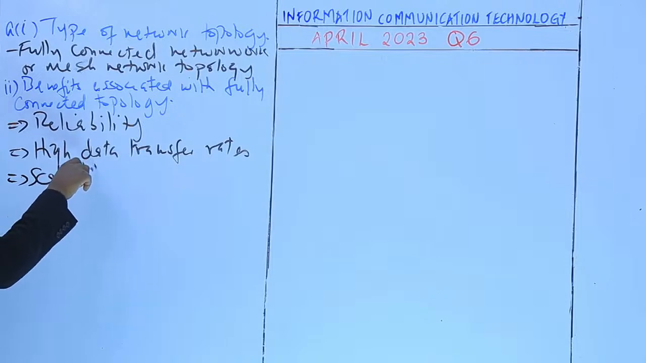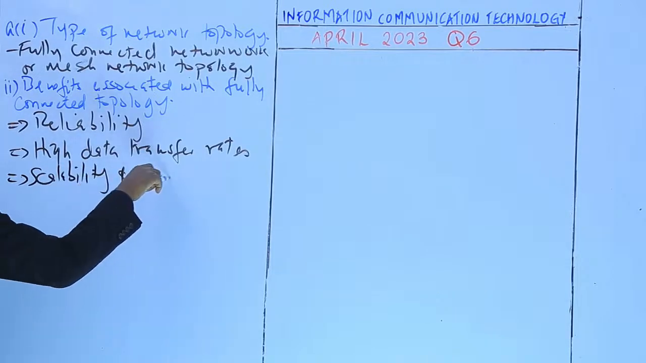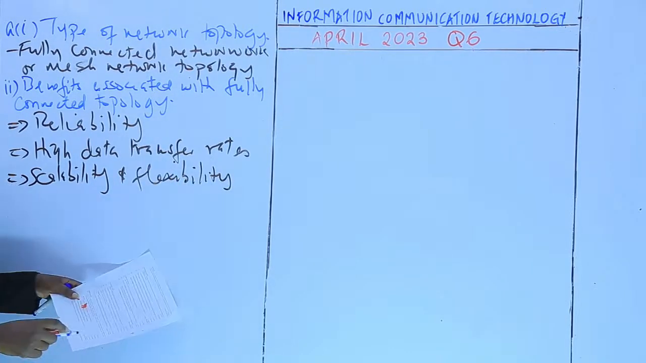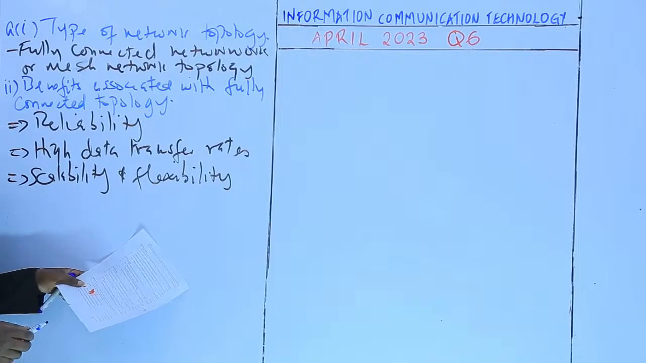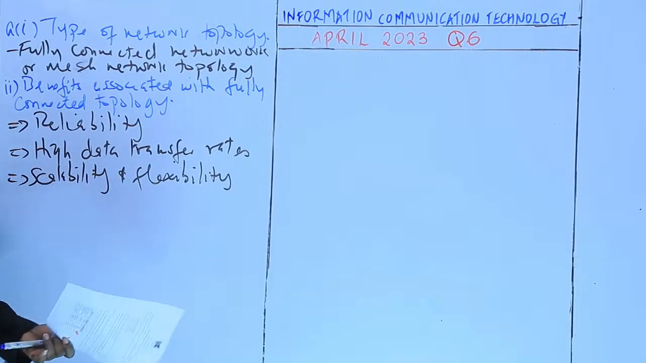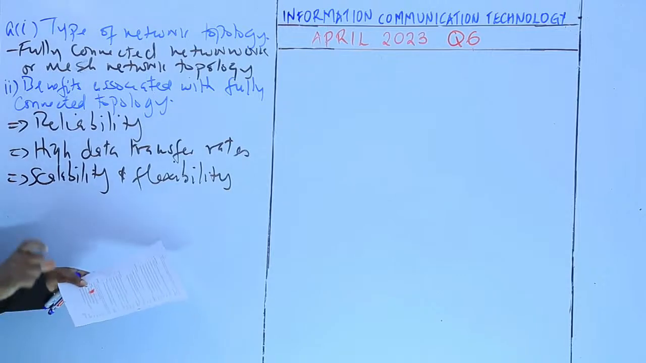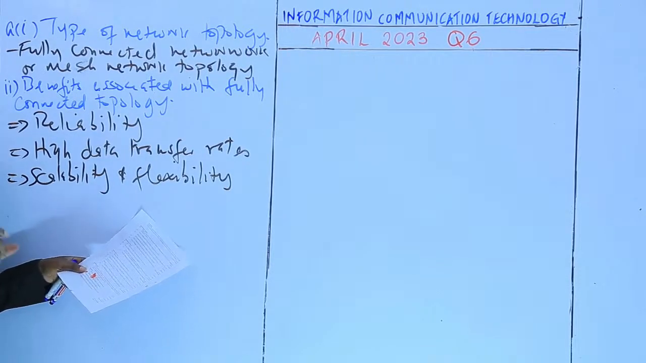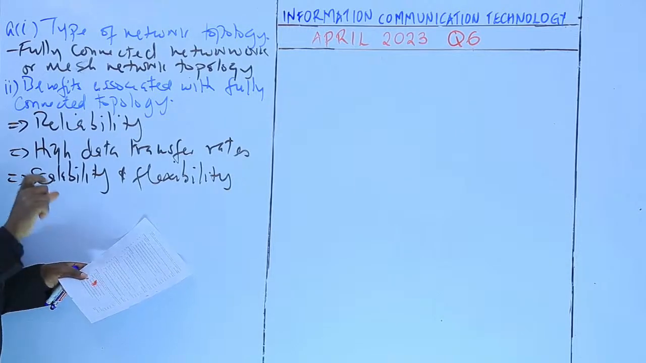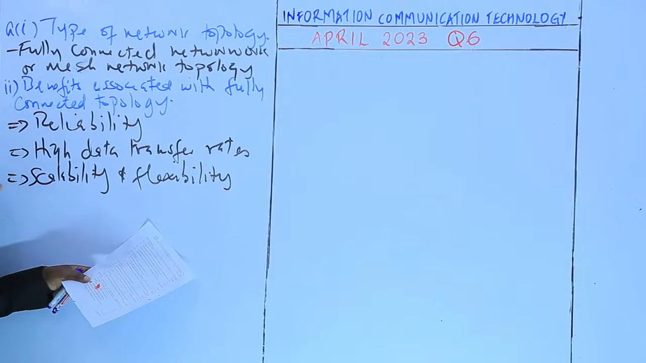Scalability and flexibility is another benefit associated with a fully connected network topology. A fully connected network allows for easy scalability. Why? Because additional nodes can be added to the network without affecting the overall structure. It provides flexibility in the network design and also expansion, accommodating future growth and changes in network requirements.